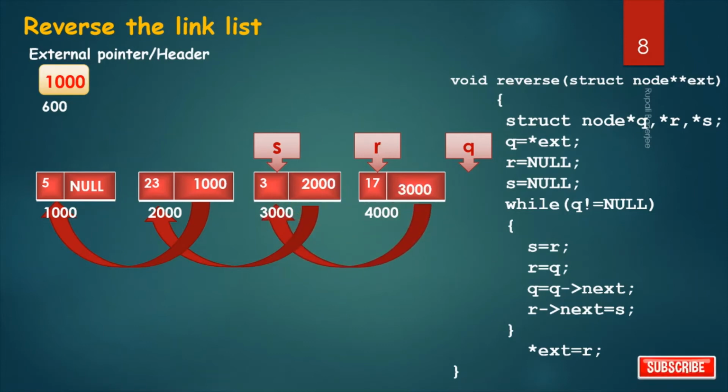Now after that, again go to this while loop. Is q null? Yes, q is null now. So stop. Now one thing is still remaining. 4000 is our first node.